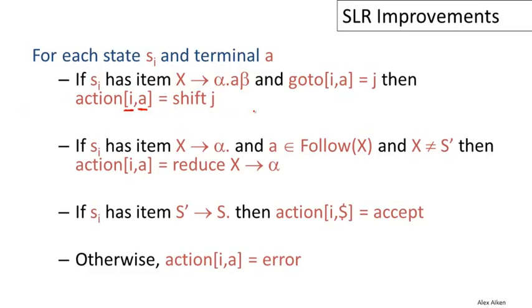So let's consider when we do shifts. If the final state of the automaton at the top of the stack has an item that says it would be okay to shift an A and goTo, that is, from this state we could go to state J on input A, then the move in state I on input A will be to shift a J onto the stack. And think about what that means for a second.